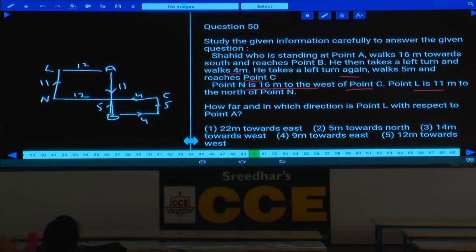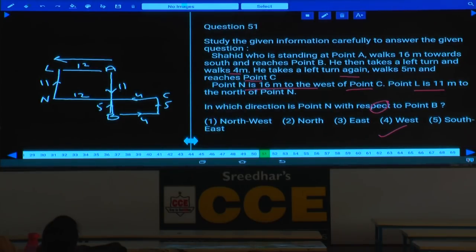Then coming to question number 50. How far and in which direction is point L with respect to A? Now L is how many meters away from A? 12 meters. Towards which direction? 12 meters towards the west, that is choice 5. Question number 50, choice 5.